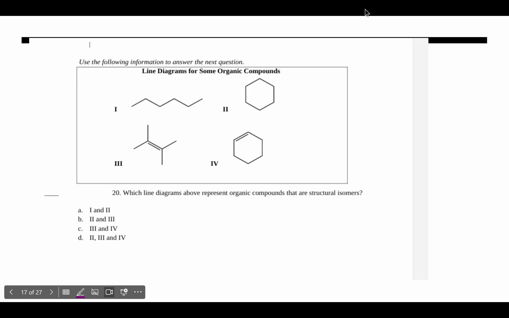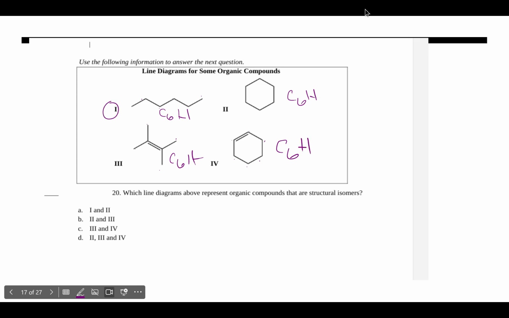Okay, number 20, which of the above show isomers? Isomers is coming up a lot in this test, so just make sure you understand that they have the same amount of everything within. So number 1, you have 1, 2, 3, 4, 5, 6, so C6. Number 3, 1, 2, 3, 4, 5, 6, so C6. Number 2 is a C6, and number 4, 1, 2, 3, 4, 5, 6, is also a C6. So that's not narrowing anything down for us. Let's try our hydrogens.